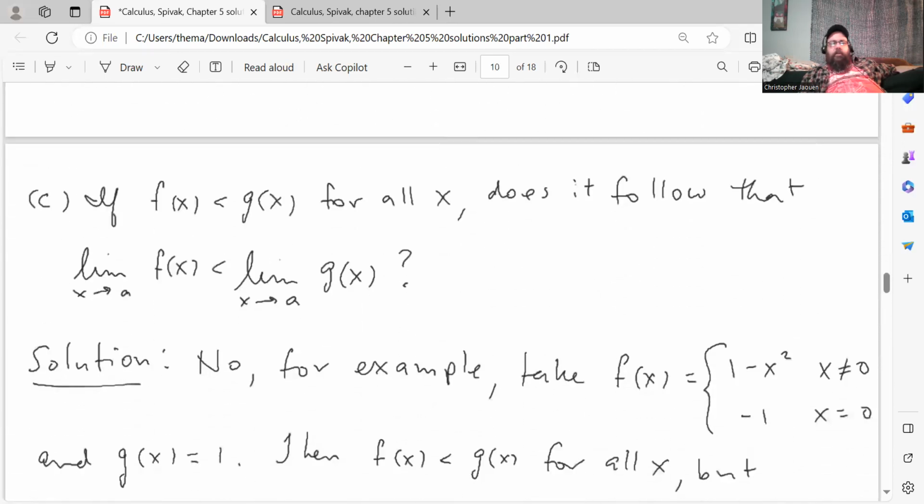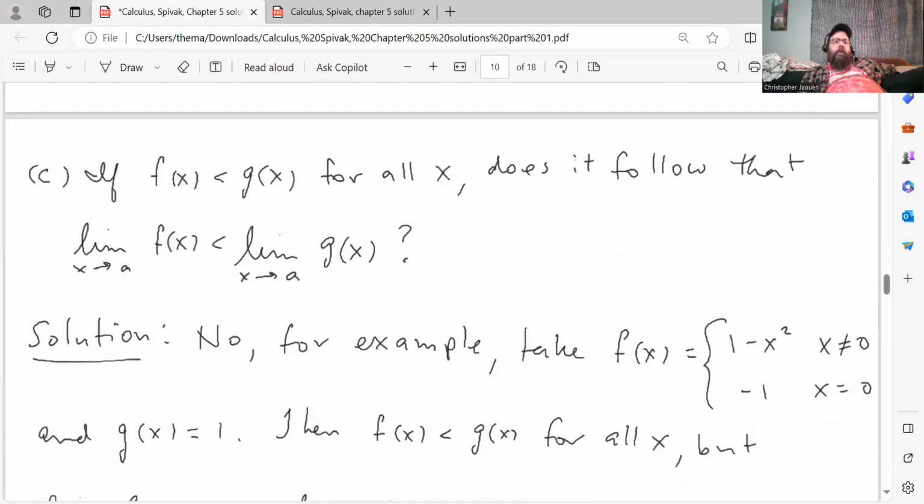Okay, and then going on to part C. If f of x is strictly less than g of x for all x, does it follow that the limit as x goes to a of f of x is strictly less than the limit as x goes to a of g of x? And the answer is no.